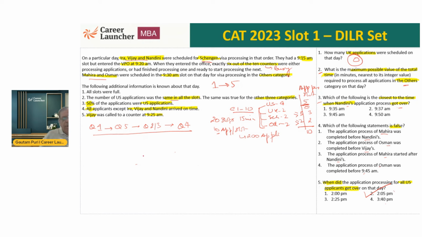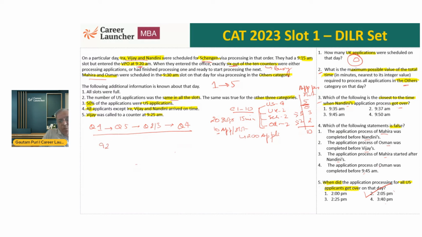Okay. Now we look at question 2, 3 first. Between 2 and 3, whichever happens first, we look at that part. So we have used almost all the information so far, but we have not used this one so far. When Vijay, Ida, and Nandini entered the offers at 9:20 a.m., exactly 6 out of the 10 counters were either processing the application or finished processing. At 9:20, which are the counters which are not working or which are working?